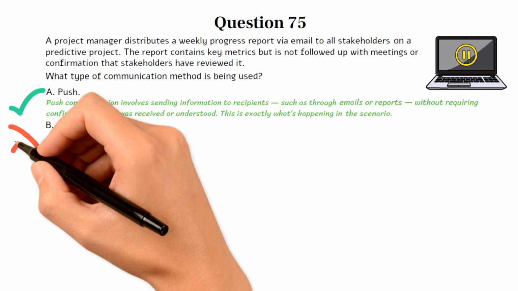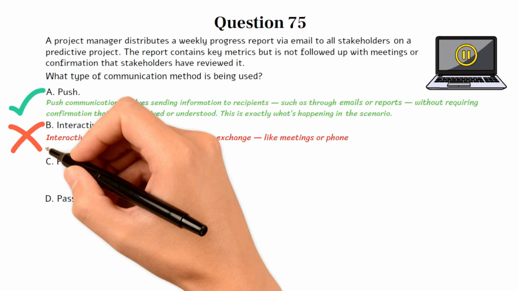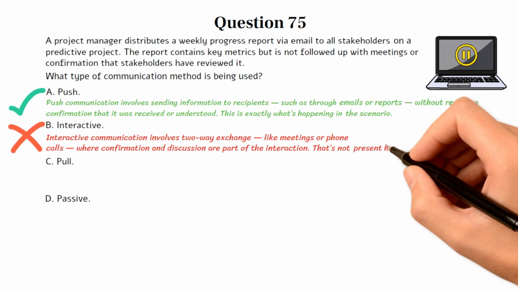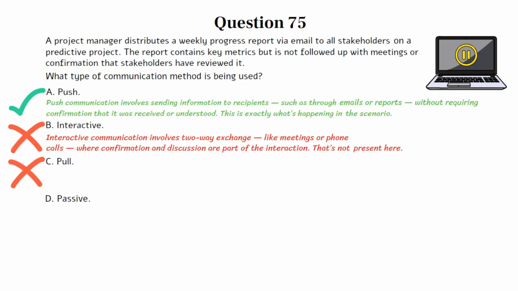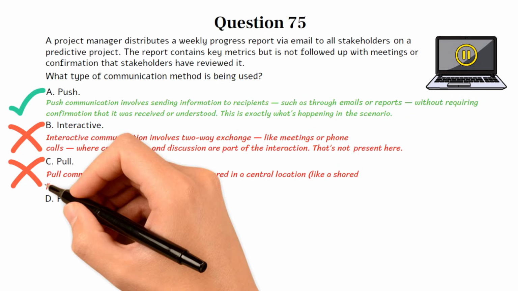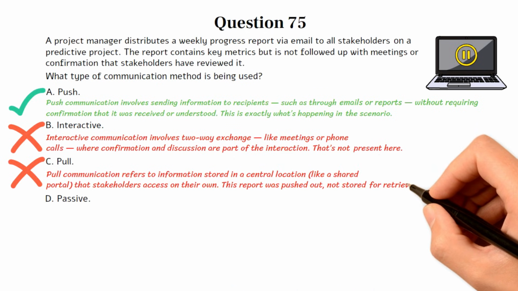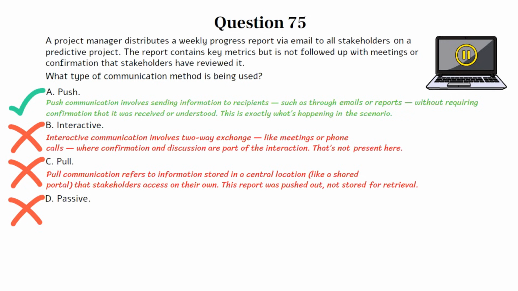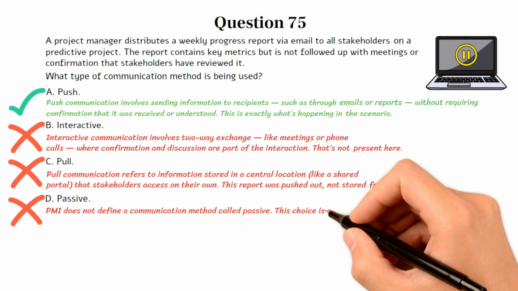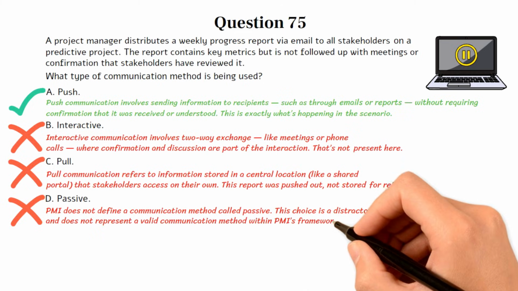Choice B is incorrect. Interactive communication involves two-way exchange, like meetings or phone calls, where confirmation and discussion are part of the interaction. That's not present here. Choice C is incorrect. Pull communication refers to information stored in a central location like a shared portal that stakeholders access on their own. This report was pushed out, not stored for retrieval. Choice D is incorrect. PMI does not define a communication method called passive. This choice is a distractor and does not represent a valid communication method within PMI's framework.